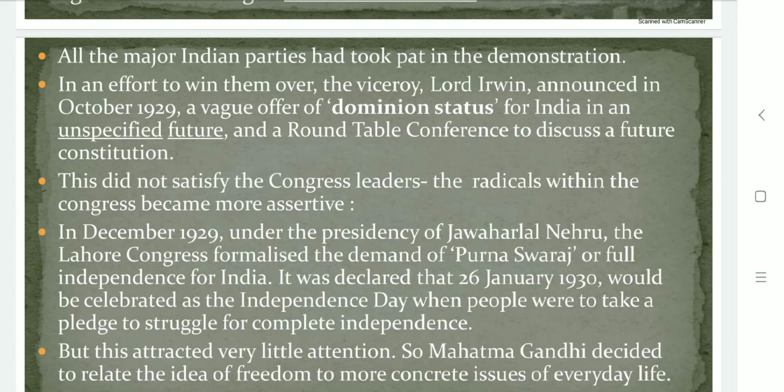But Congress leaders were not satisfied. In December 1929, in Lahore, in the Congress session under the presidency of Jawaharlal Nehru, Congress formalized the demand of Purna Swaraj or complete independence.